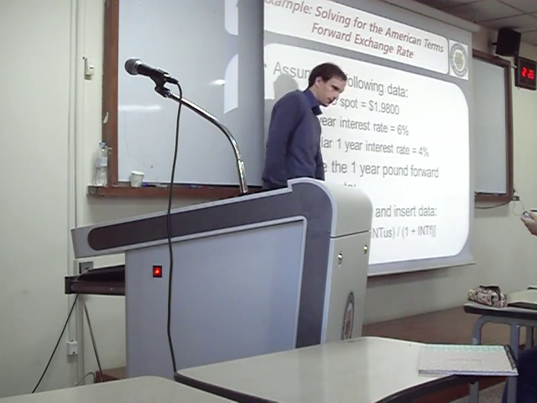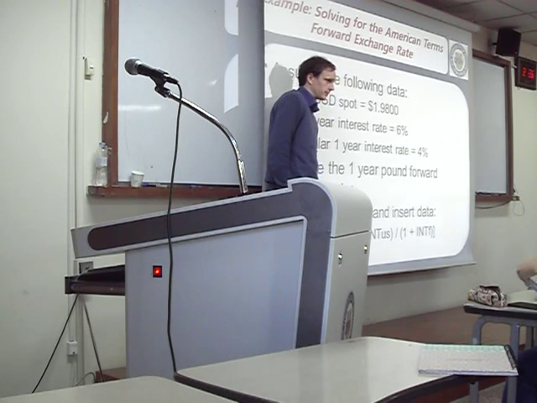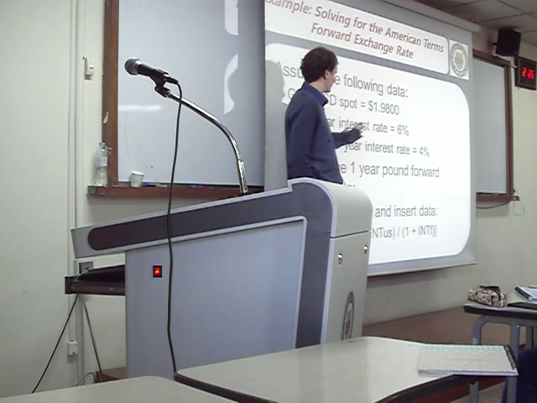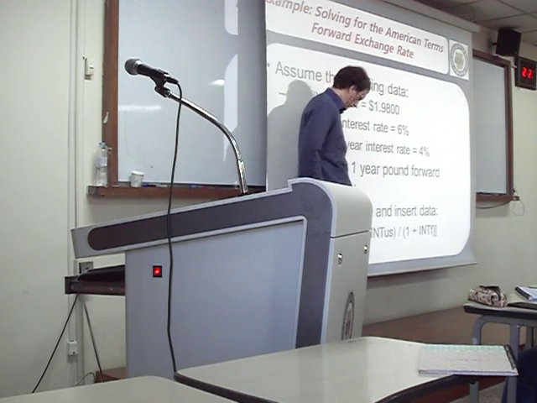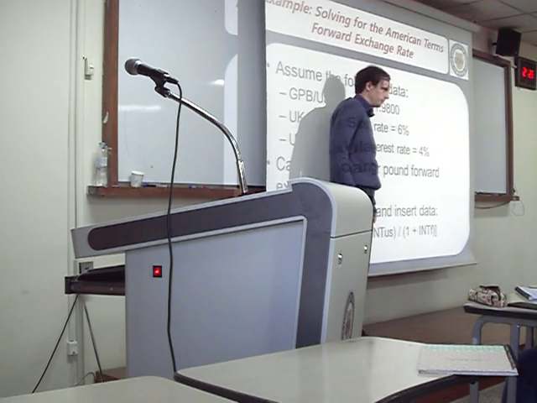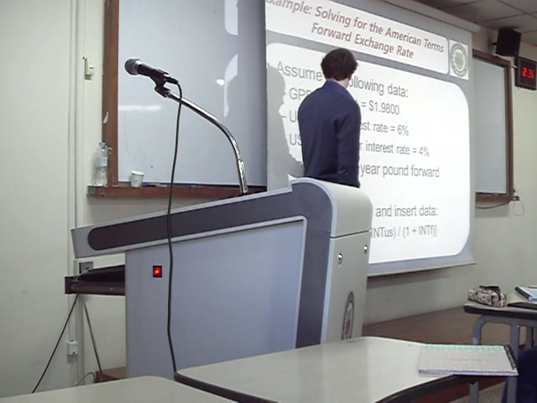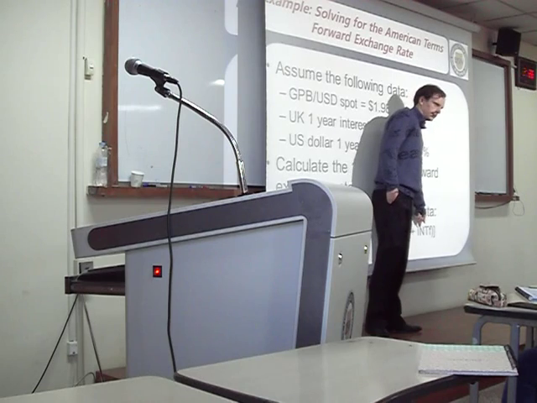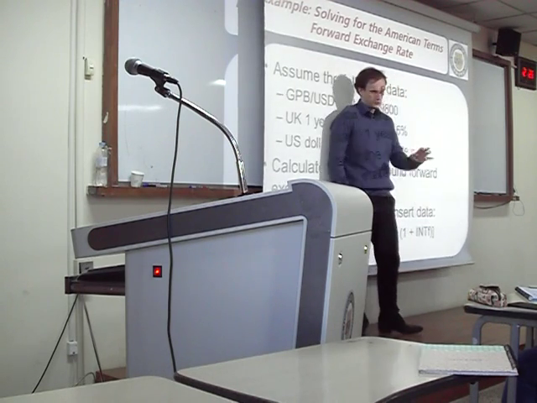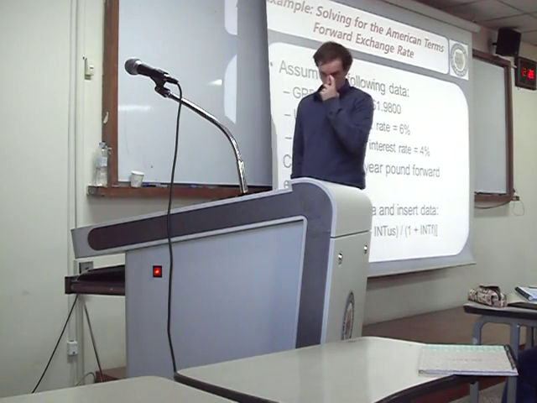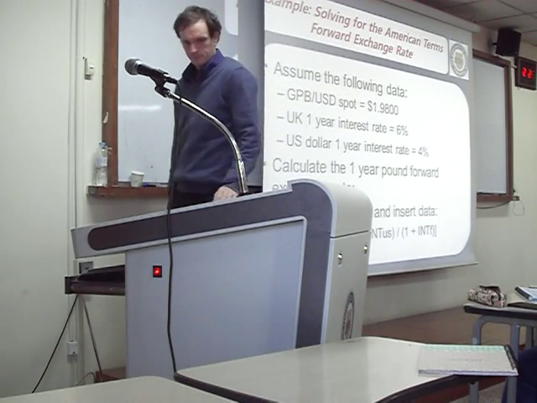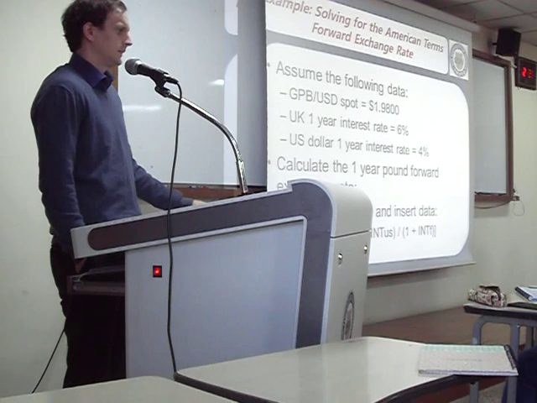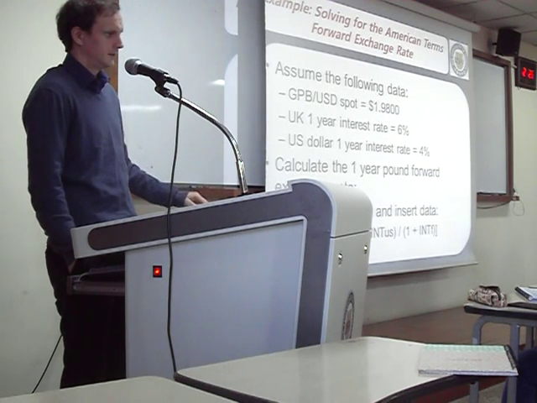What number goes here? This number, or this number? There are three numbers. The first one, right? What number goes here? 4%, the US interest rate, right? What number goes here? 6.1. Right, so just put the numbers into the equation and calculate the answer. Is that very difficult? No.